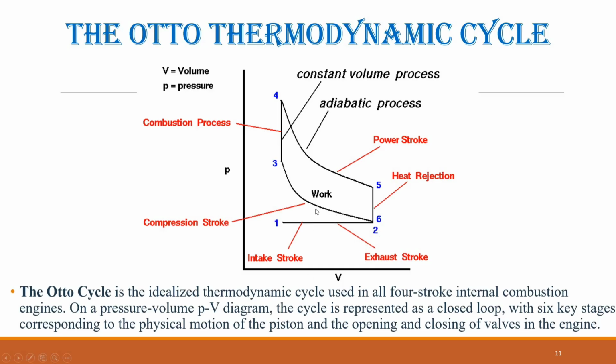Stage 2 to Stage 3, compression stroke. After the intake valve closes, the piston moves upward, compressing the fuel-air mixture. During this stage, the volume decreases, and both the pressure and temperature of the gas rise in preparation for combustion. Stage 3 to Stage 4, combustion at constant volume. At Stage 3, the spark plug ignites the compressed mixture. The combustion occurs at nearly constant volume, sharply increasing the pressure and temperature inside the cylinder.